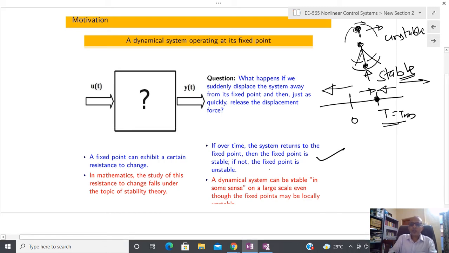So what happens: a dynamical system can be stable in some sense on a large scale even though the fixed point is locally unstable. This kind of behavior was observed later, and they found that it is only shown in the case of nonlinear systems. Suppose I have this equilibrium point. The system is unstable means if you start nearby, then the trajectory starts diverging from here.